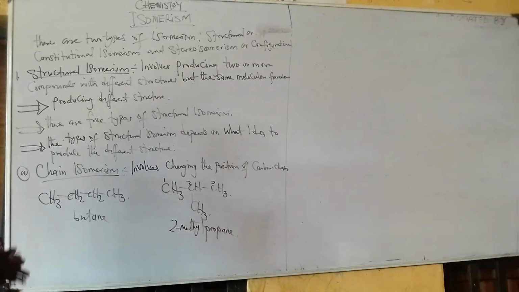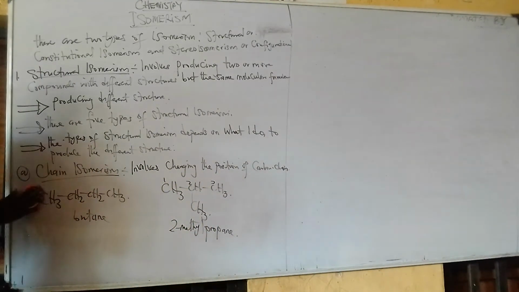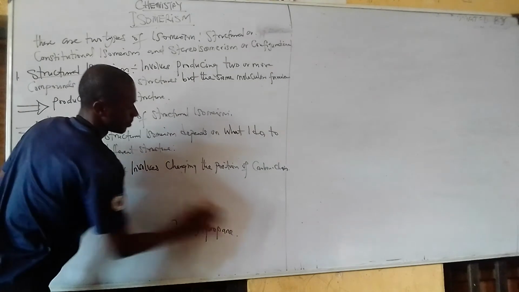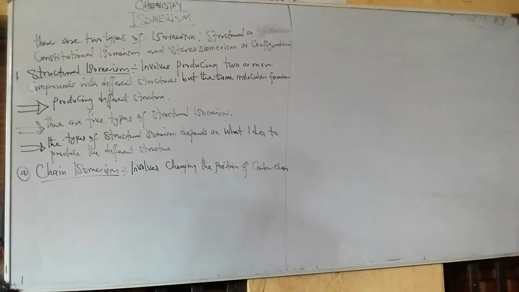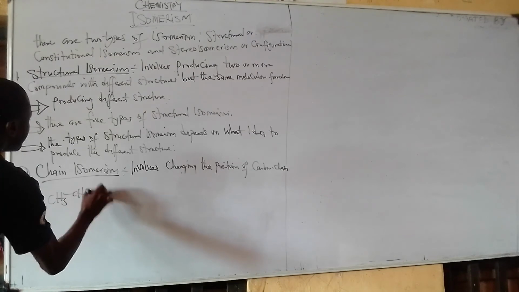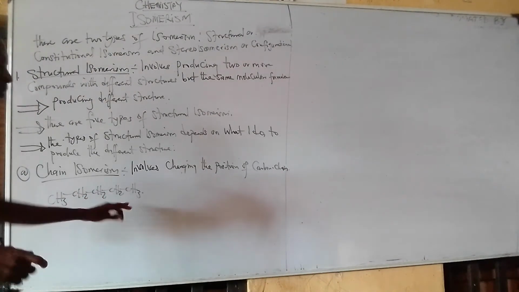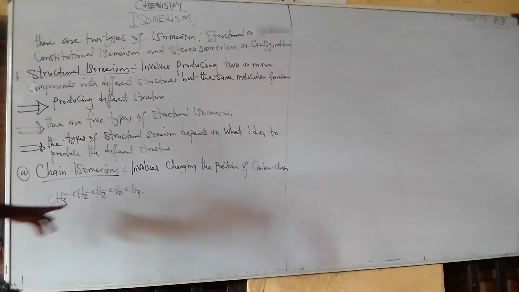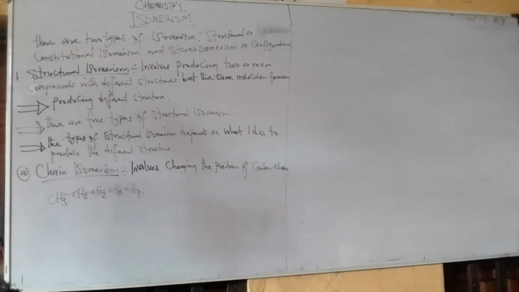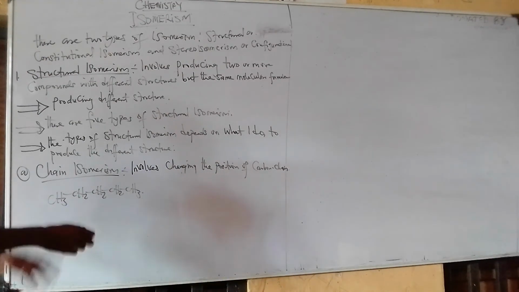Now, you can help me produce different chains from this example. Now, look at this compound. CH3, CH2, CH2, CH2, CH3. Produce a structural isomer for me. Produce a chain isomer. When I say produce a chain isomer, I mean change the positions of the carbon chain we have here to give different structures.